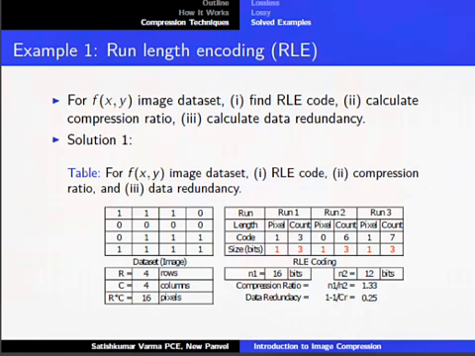From code 130617 we can decode as 3 ones, 6 zeros and 7 ones. Store it as f cap xy. So f of xy is equal to f cap xy.